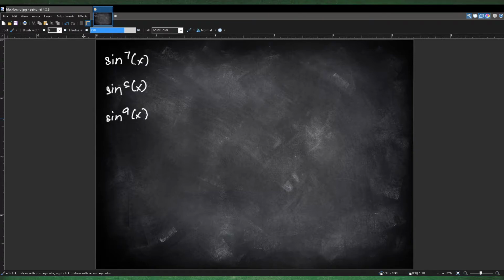Sorry if I keep saying that. If I say sine of something, it's just going to be that power. So how do we get these integrals of powers of sine? Well, first we can make a general case.